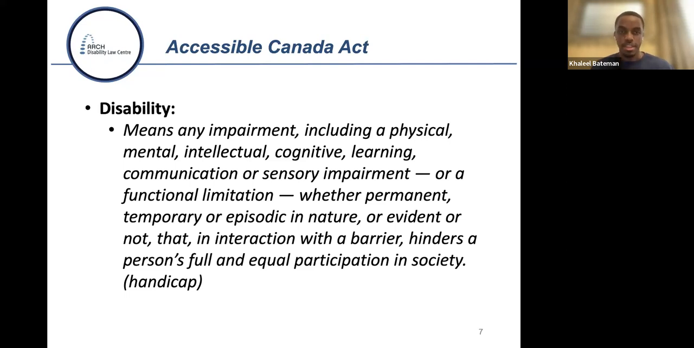It states that a disability means any impairment, including a physical, mental, intellectual, cognitive, learning, communication, or sensory impairment, or a functional limitation, whether permanent, temporary, or episodic in nature, or evident or not, that in interaction with a barrier hinders a person's full and equal participation in society. To sum it up, a disability is any impairment that when in interaction with a barrier results in unfair or unequal treatment.